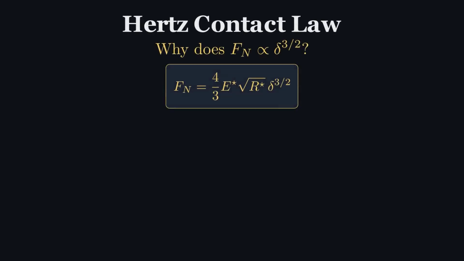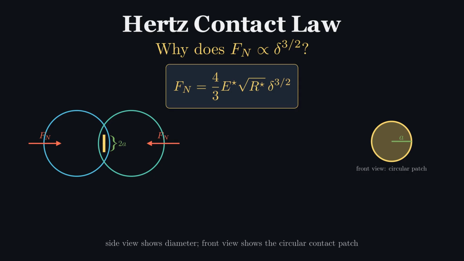This video derives the Hertz normal contact law. The final result is the normal force equals 4/3 E star square root R star times indentation to the 3/2. We will not assume this formula. We will build it from geometry, elasticity, boundary conditions, pressure integration, and dimensional checks.